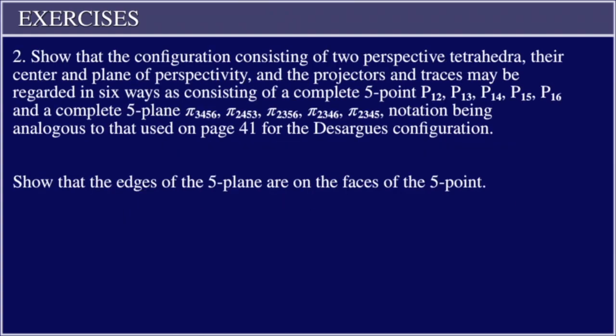2. Show that the configuration consisting of 2 perspective tetrahedra, their center and plane of perspectivity, and the projectors and traces may be regarded in 6 ways as consisting of a complete 5-point P12, P13, P14, P15, P16, and a complete 5-plane pi 3456, pi 2456, pi 2356, pi 2346, pi 2345. The notation being analogous to that used on page 41 for the Desargues configuration. Show that the edges of the 5-plane are on the faces of the 5-point.